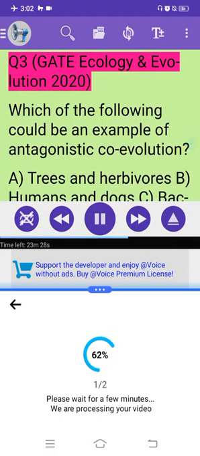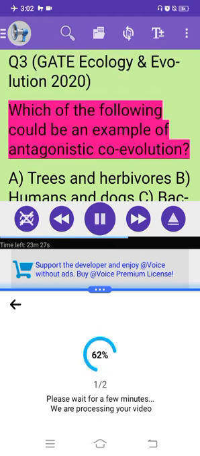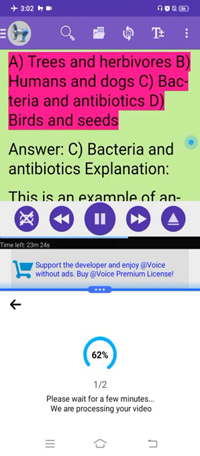Q3, GATE Ecology and Evolution 2020. Which of the following could be an example of antagonistic coevolution? A. Trees and herbivores. B. Humans and dogs. C. Bacteria and antibiotics. D. Birds and seeds.